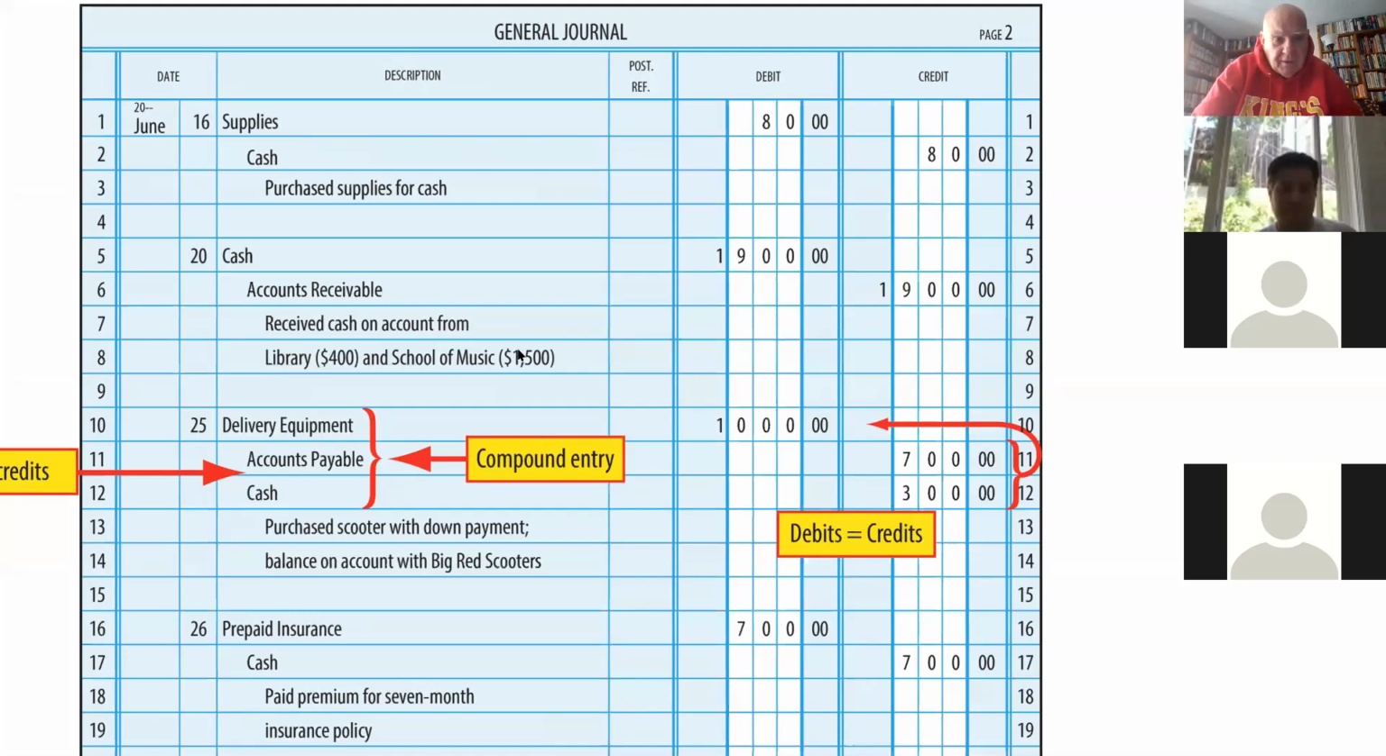Then what happened on the 20th? Well, the explanation says received cash on account, and it's even telling you from the library and School of Music. Normally, you don't go into that kind of detail with the journal entry. You can if you want. You could write a paragraph if you like. Here, a lot of detail. Received cash on account. Well, we sold something to the library and to the School of Music a couple of months ago, and now they're paying us. So we debit cash for $1,900, and we credit accounts receivable. Now what?